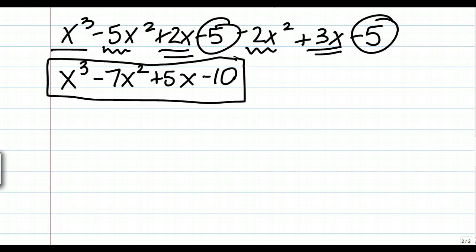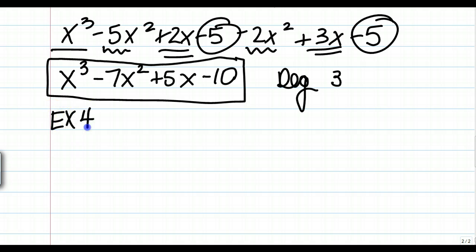And now I have to find my degree. Well, you're looking at each term and finding the highest exponent. There's only one variable, so x to the third is obviously the highest power, so your degree is 3.